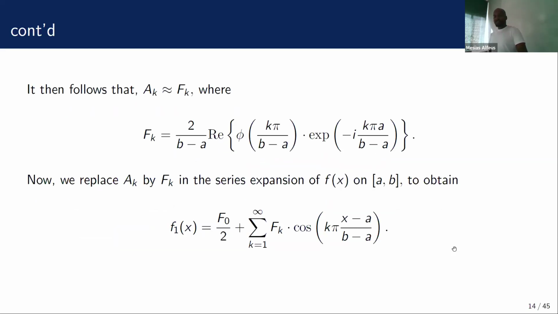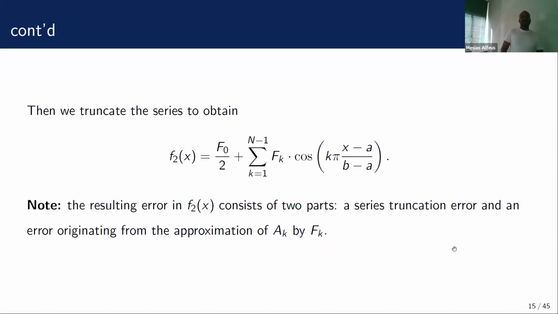And now the series we have from k equal to 1 to infinity. And then we truncate, we sum from k equal to 1 to n minus 1. So in total, we have n terms. So that is an approximation. And I'd also like you to note that the resulting error will consist of two parts: a series truncation error and an error originating from the approximation of AK by FK. So this is an approximate result to our original function, but this is what we can work with.